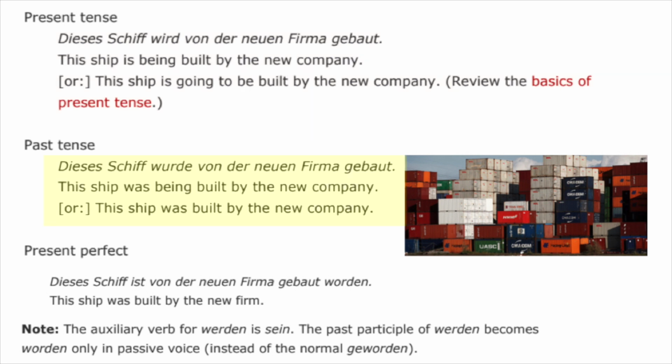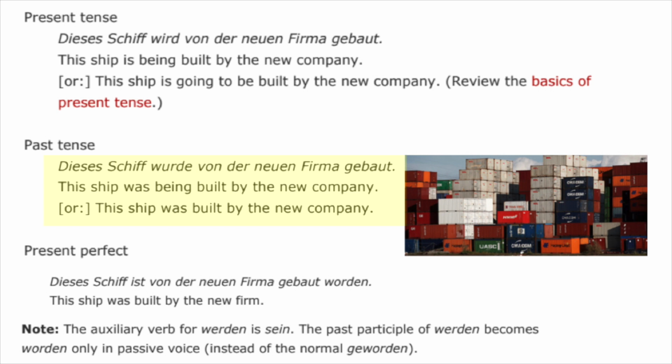Similarly, if we were to put this into the past tense, once again, the passive is not a tense, it is simply a voice. Tense tells you about time being past, present, or future. Voice only calls your attention to one participant over another. So we could make this passive and past tense as follows. Dieses Schiff wurde von der neuen Firma gebaut.